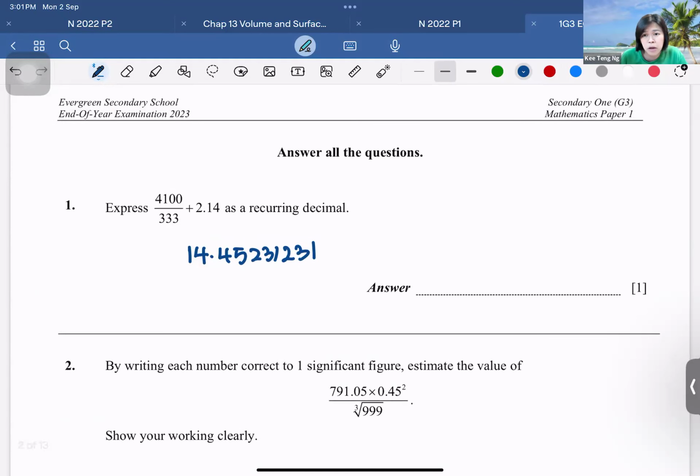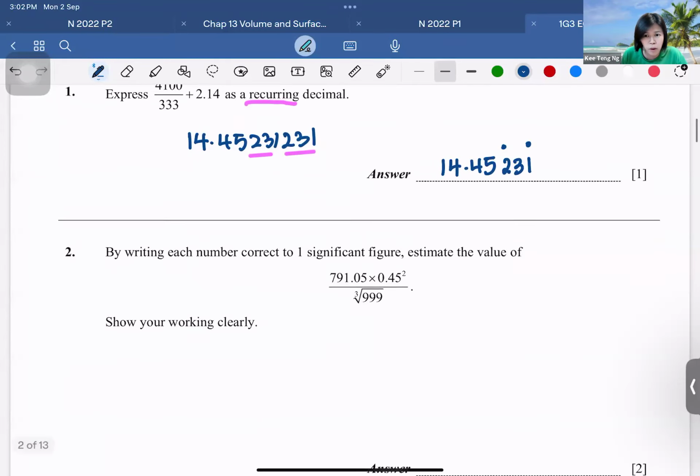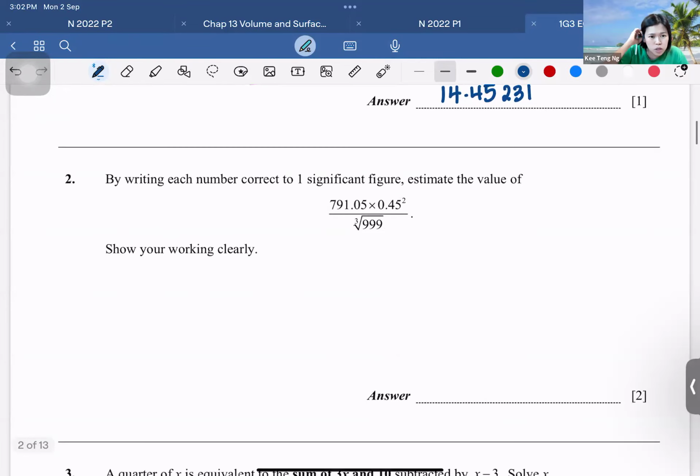When it's a recurring decimal, I need to observe which decimals are repeating themselves. So what are the ones that are recurring? The number 231231 is the one that's recurring. When we write a recurring number, we still write those numbers that did not recur, and then we start with the number that repeats itself, which is 231. We only put 2 dots at maximum, on the number where it started and the number where it ends. So this will have to be your answer. Hopefully you can get this correct. 1 mark for free. Next question.